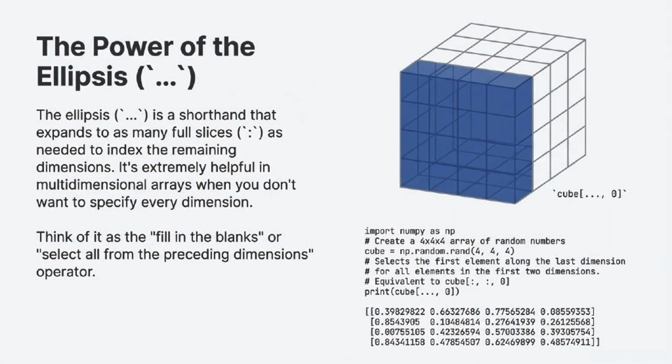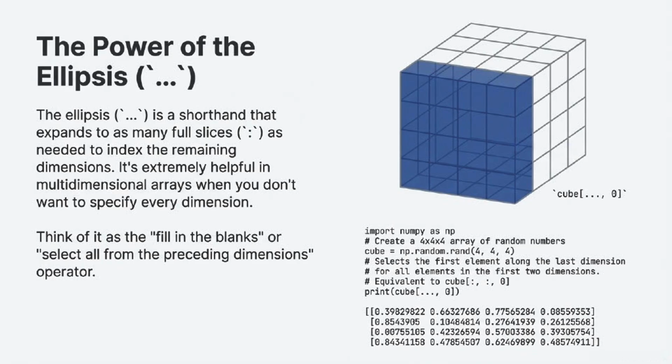NumPy is imported and a 3-dimensional array called cube of shape 4, 4, 4 is created using random numbers. The expression cube[..., 0] means select all elements from the first 2 dimensions. The 0 at the end selects only the first element along the last, 3rd dimension.